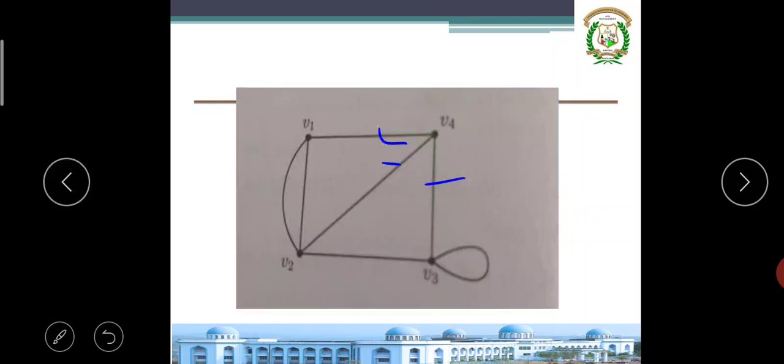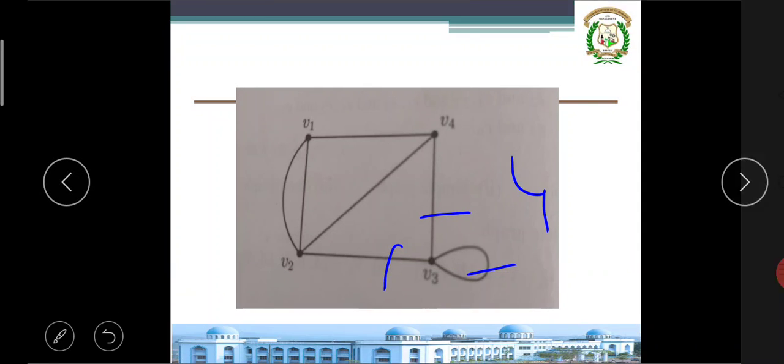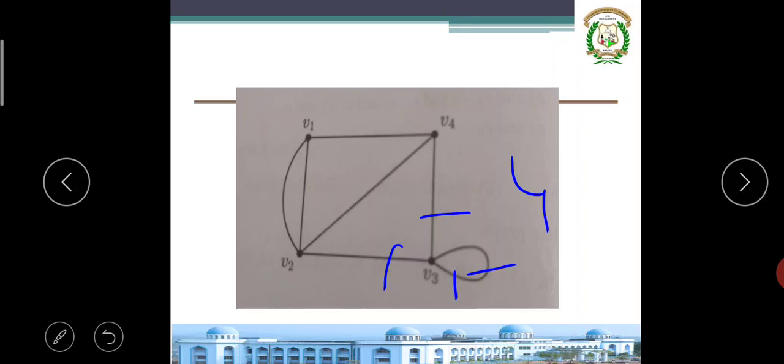So the degree of V3: one edge, two edges. When a loop is counted, it is counted twice. So 1 plus 1 plus 2 is 4, because the loop is counted twice. So the degree of V3 is 4. Am I correct? So degree is simple: how many edges are associated with that vertex, and a loop is counted as twice.